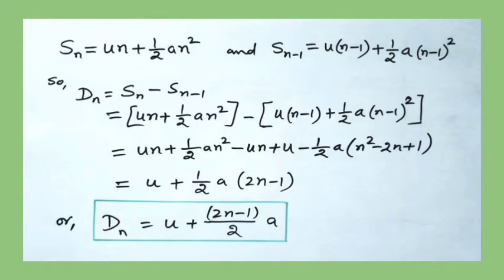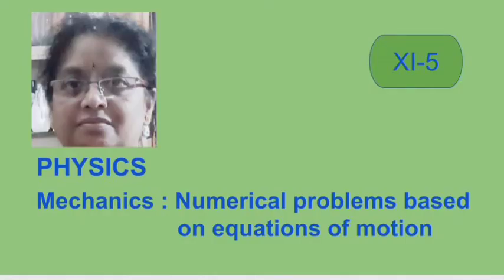The difference between these two expressions will give the distance covered in the nth second. So dn is equal to Sn minus Sn minus 1. You can see here, after expansion of terms and simplification, we finally get dn is equal to u plus (2n minus 1) by 2 into a. For vertical motion, a is replaced by g. Now we will solve some numericals.